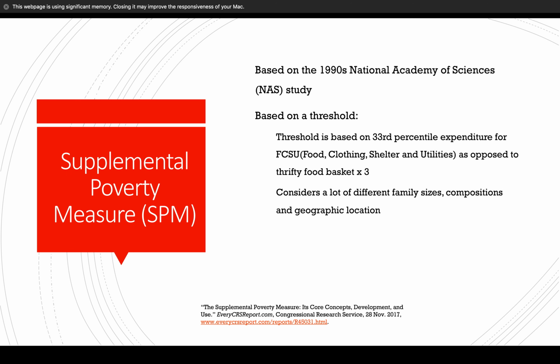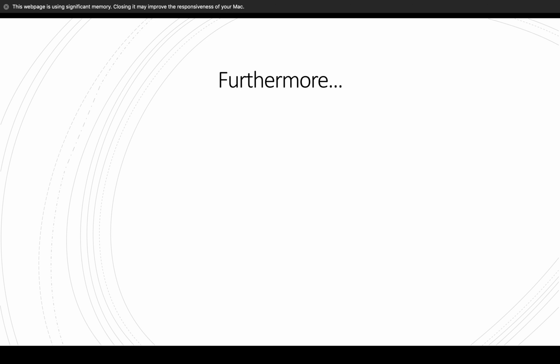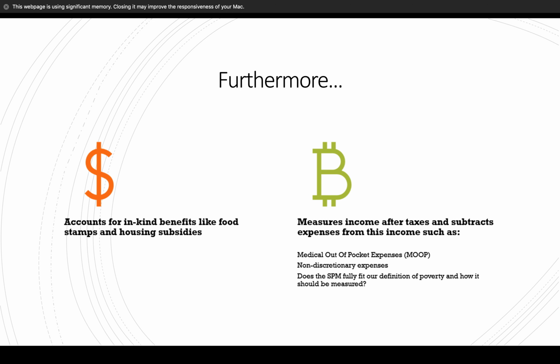Based on the 1990 National Academy of Sciences study, SPM measures poverty by economic deprivation. Just like the OPM, SPM uses a dollar threshold based on consumer survey data of how much people at the 33rd percentile are spending on food, clothing, shelter, and utilities. Then an extra 20% is added to the threshold to account for other expenses. Then further adjustments are made to account for differences in costs of living by geographic location, family size, and composition. The SPM also accounts for in-kind benefits like food stamps and housing subsidies.